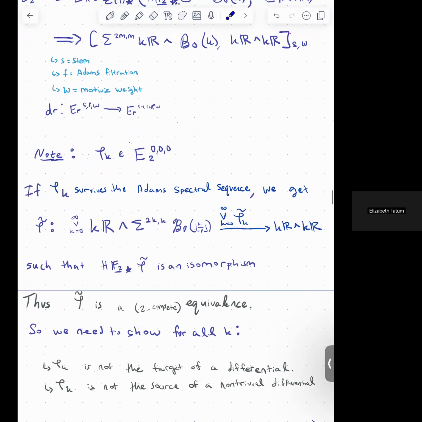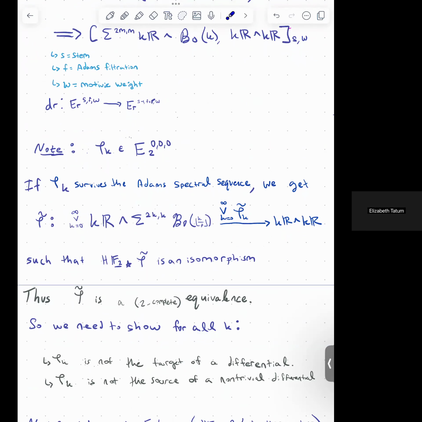So what's left to do is that we need to show, for all k, first, that phi k is not the target of a differential. That part's very easy, because phi k lives in filtration 0. The differential increases the filtration and nothing lives below filtration 0. So that's for sure not going to be the target of a differential.